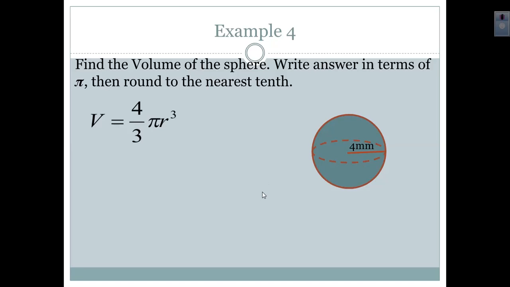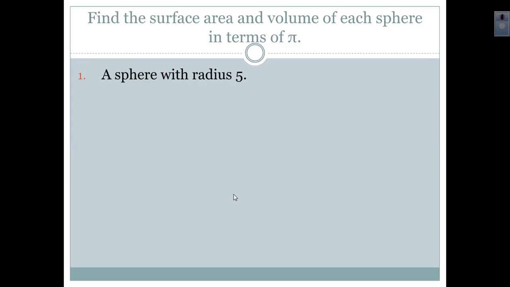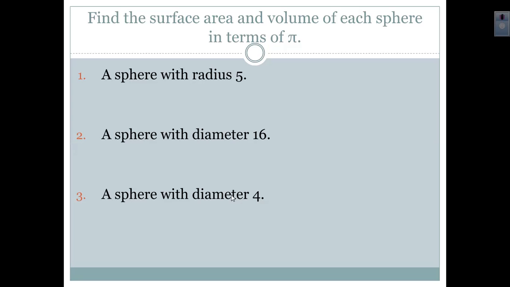All right, so now let's take a look at these next few problems. Okay, we want to do 3 parts here. We want to find the surface area and volume of each sphere in terms of pi. So, I've given you 3 problems here. I want you to work through these. And you're going to find, for both, the surface area and the volume for each when you have a radius of 5, a diameter of 16, and a sphere with a diameter of 4. Now, all you're doing is putting it in terms of pi. You're not going to write the decimal equivalent. So do this now, pause your video, and come back and see how you did.